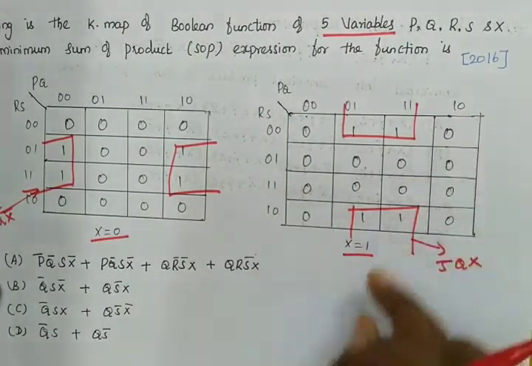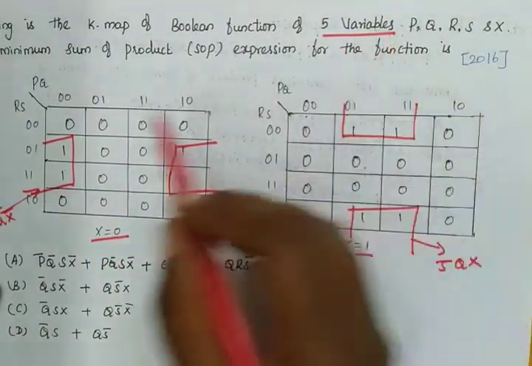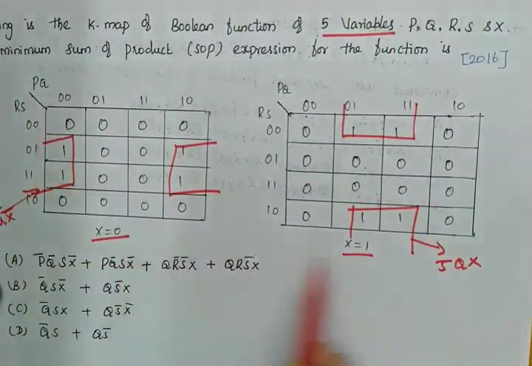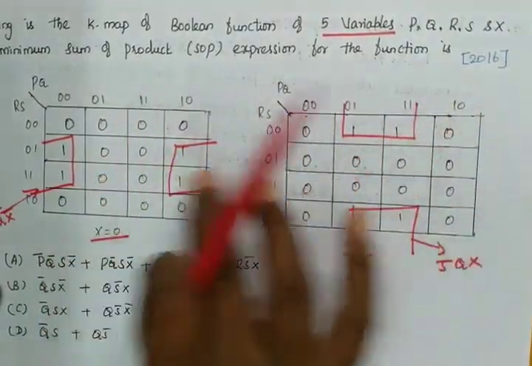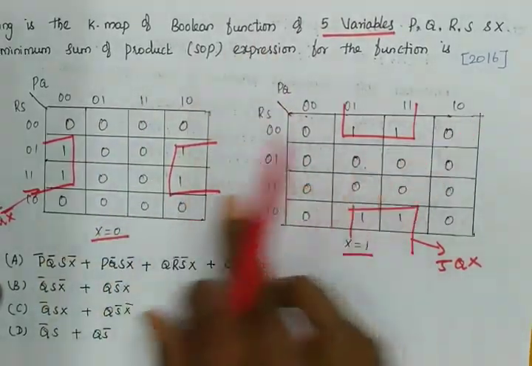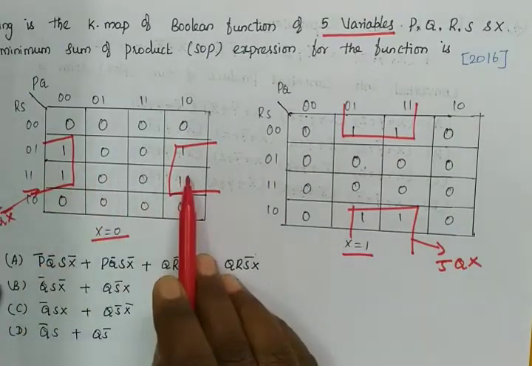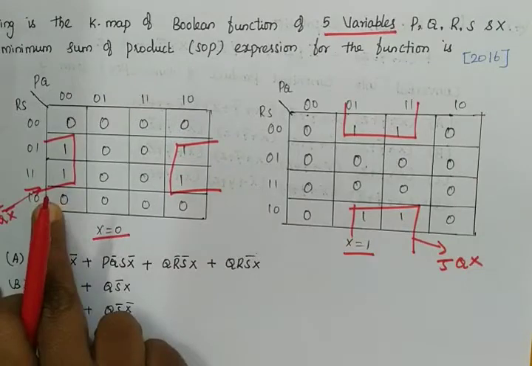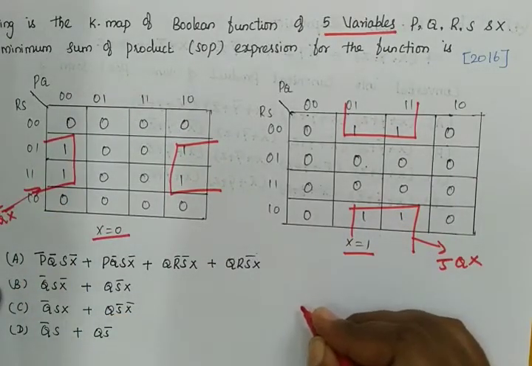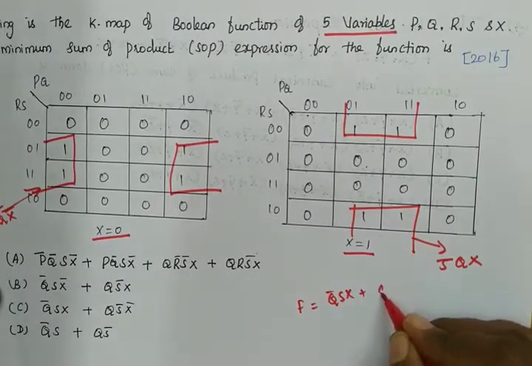So this is the map for X equal to 1 and this is the map for X equal to 0, because it is a 5 variable problem. So what are the 5 variables? P, Q, R, S and X. Between these two maps we cannot group anything, because there are no ones together in a common place. So this is one group and this is another group. Now here we have only 2 answers. So F is equal to Q bar S X plus Q S bar X.